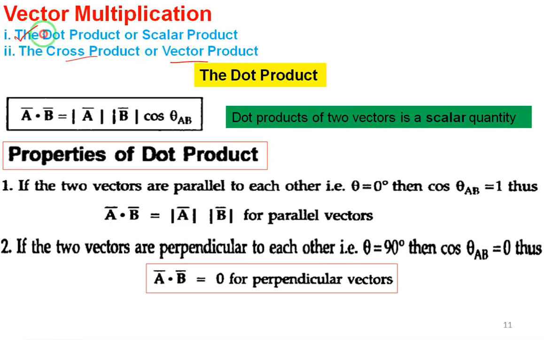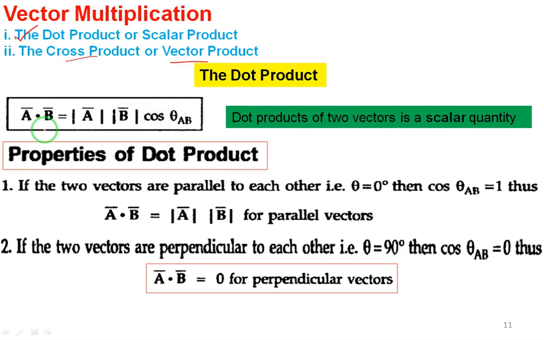First we will see the dot product, right? The mathematical definition of the dot product, here it is written: the vector A dot vector B is equal to the magnitude of vector A multiplied by the magnitude of vector B and the cosine of the angle between vector A and vector B, cos theta AB.